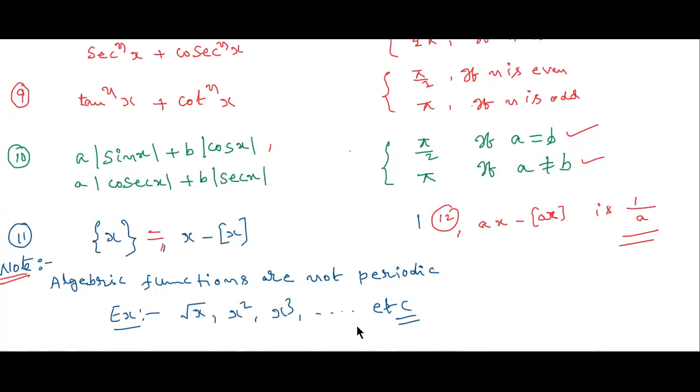When does the period not exist? Algebraic functions are not periodic. Algebraic functions means like root x, x square, x cube, and so on. These are algebraic functions, so at that time the period does not exist. Those are not periodic. Students, all of you understood the concept? In the next class, I will discuss the problems. Okay. Thank you.